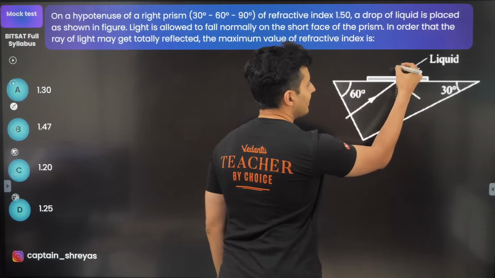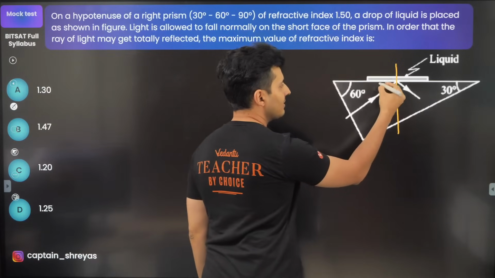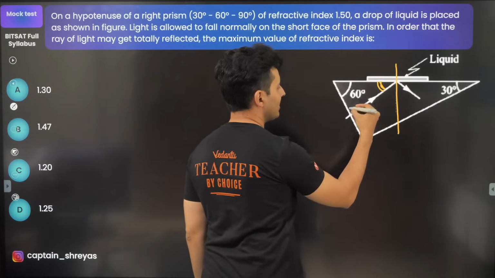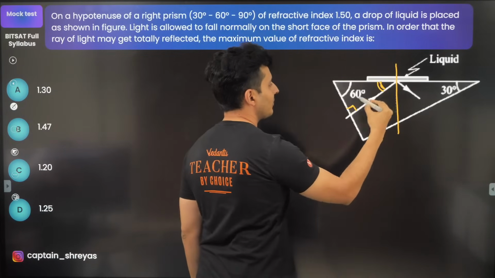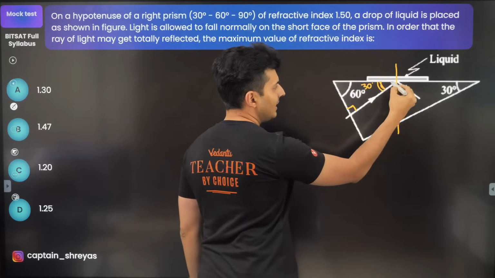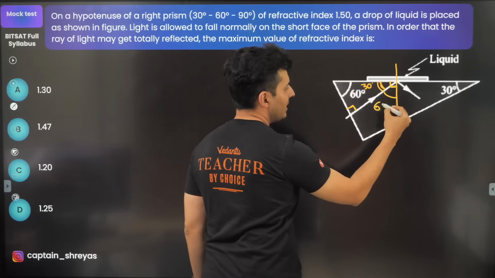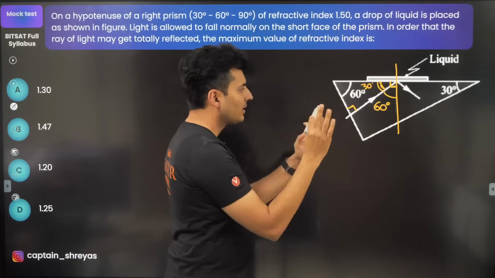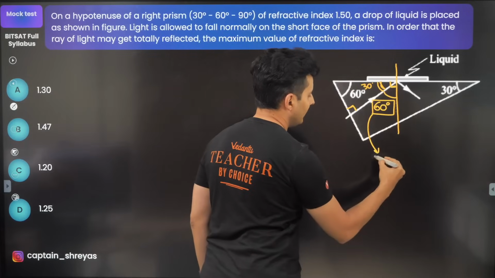Here it is getting internally reflected. So let me draw a normal. If this is 60 degrees, this would be, obviously this is a right angle triangle, right? So this would be nothing but 30 degrees. This would be 30 degrees. This is 90 degrees. So that means this angle should be 60 degrees. Now this 60 degrees will become the critical angle.